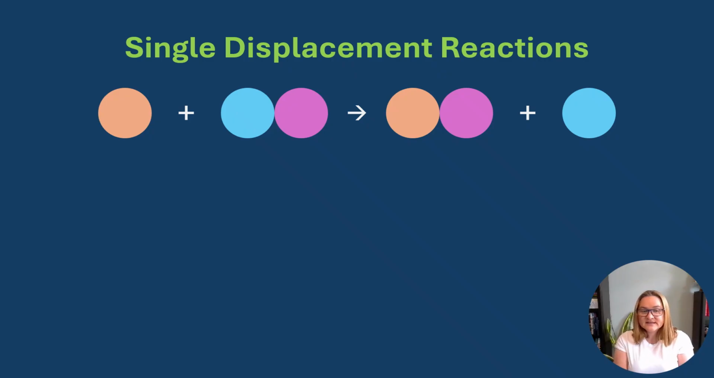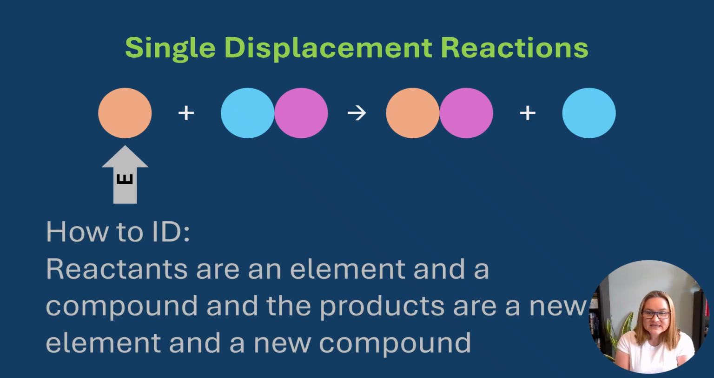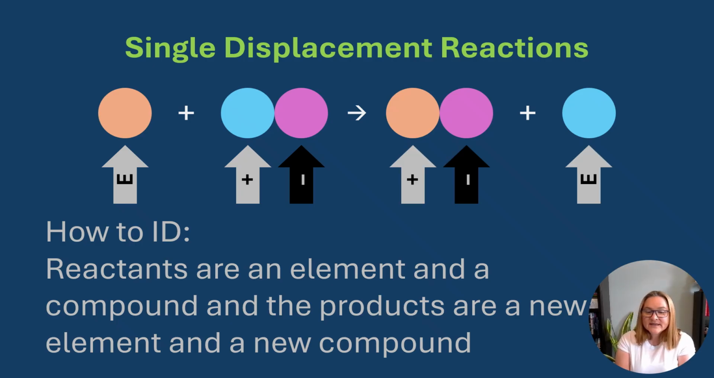Now, before we define this any further, you can ID a single displacement reaction because the reactants will always be an element, shown with an E here, and a compound, shown as a cation-anion pair. Your products are a new element and a new compound. Both of the elements involved are going to be neutral. They will have an oxidation state of 0, meaning they don't have a charge, because they are elements. The compound overall will also be neutral, but will be composed of positive and negative portions.